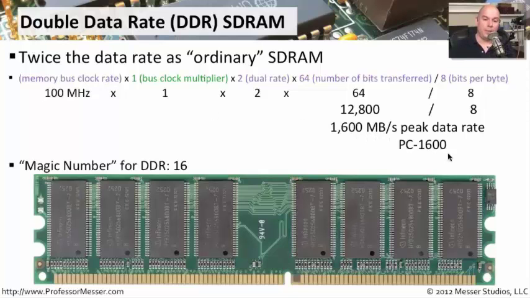If we had a PC 1600 data rate and you were trying to determine what the original memory bus clock rate was, you could simply take that 1600 number and divide it by 16, and ultimately that would give you 100 megahertz.